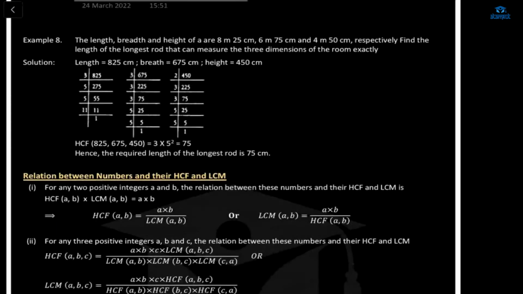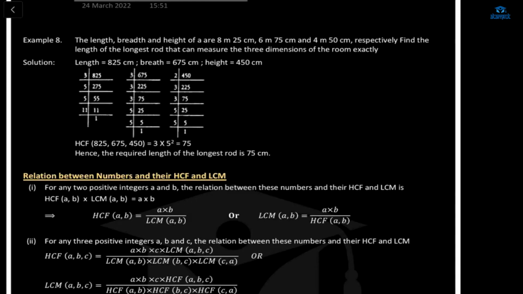So now example number 8. Let's see one more question. The length, breadth, and height of a room are 8 meter 25 centimeter, 6 meter 75 centimeter, and 4 meter 50 centimeter respectively. Find the length of the longest rod that can measure the 3 dimensions of the room exactly. Here the dimensions are given in both meter and centimeter, so you cannot directly find the LCM or HCF. So we are going to convert the whole thing into 1 unit, that is centimeter.